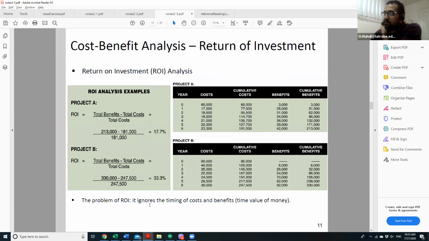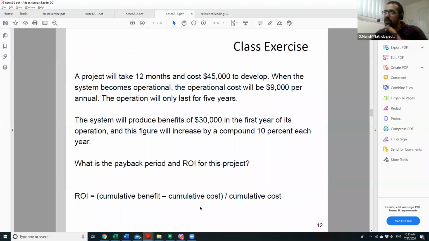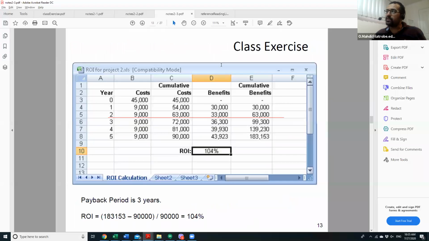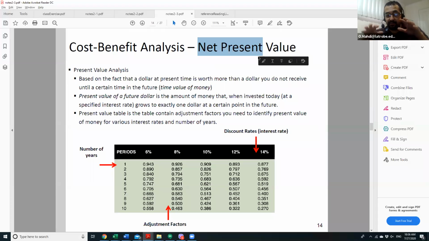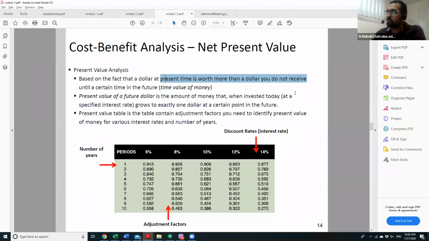Why? Because when we talk about return on investment, or ROI, it ignores the timing of costs and the benefits, the time value of money. So we're going to talk about net present value. What is the present value today of what you're talking about? It is based on the fact that a dollar at present time is worth more than a dollar you don't receive until a certain time in the future.